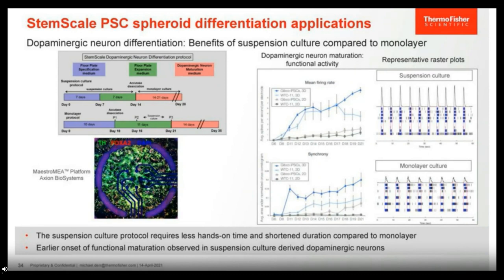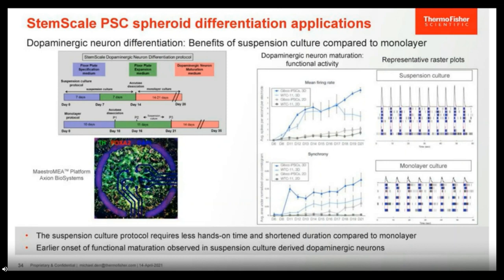And then to further compare the suspension culture and monolayer protocol performance, we compared the functional maturation of the resulting dopaminergic neurons from each protocol using 2 different PSC lines. And so to do this, we plated the cells for maturation on multi-electrode array plates from Axion Biosciences, which allows us to monitor the spontaneous functional activity as well as the networked activity over time.